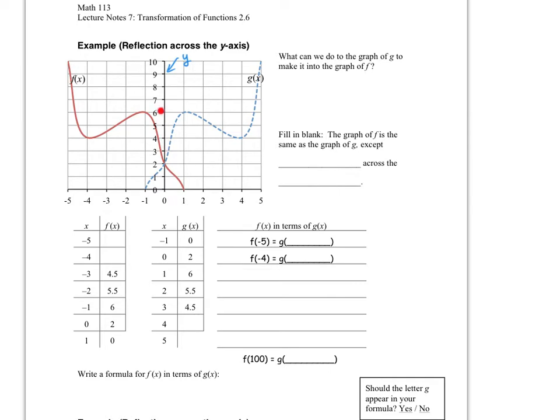So if you flip it around this axis, this will give you this, or if you reflect this on this axis, it will give you this one. So the question says, what can we do to the graph of g to make it into the graph of f? And the answer is just reflected on the y-axis, but mathematically this will be g of x.